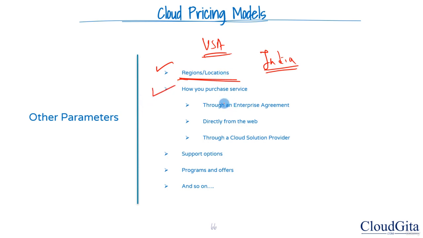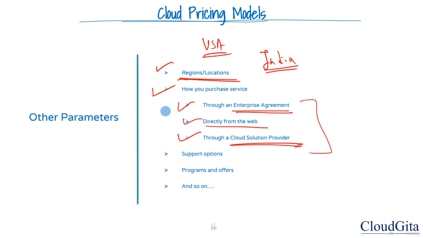Now, how you are buying these resources matters. You may be purchasing directly over the internet, or maybe you have some kind of enterprise agreement. If you have a big company that uses all these resources in bulk, Microsoft gives them a special discount, a special kind of agreement, right? So they get a good discount, or they may be using a third-party cloud solution provider. We'll discuss later what a cloud solution provider is, but the point I'm trying to convey here is that it depends on how you are purchasing these services, and you pay based on that.